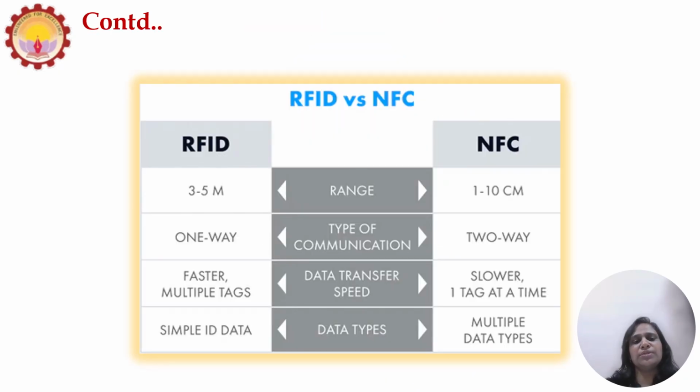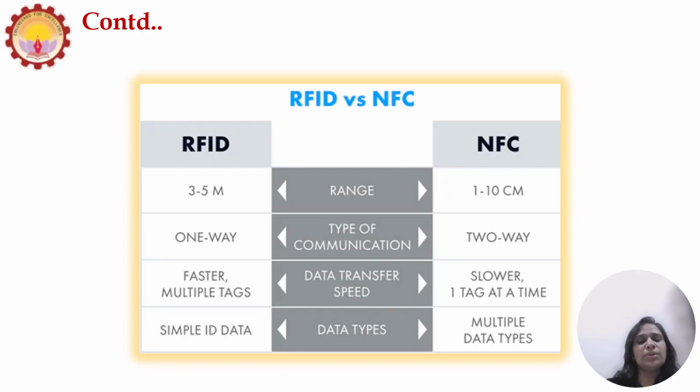So the basic difference between RFID and NFC, if we see with respect to range, RFID is used for 3 to 5 meters, whereas NFC can be used up to 1 to 10 centimeters. When we talk about the type of communication, in RFID one-way communication happens, whereas in near field communication two-way communication happens. Data transfer speed is faster and multiple tags are used in RFID, whereas in the case of NFC the data transfer is slow and one tag acts at a time.